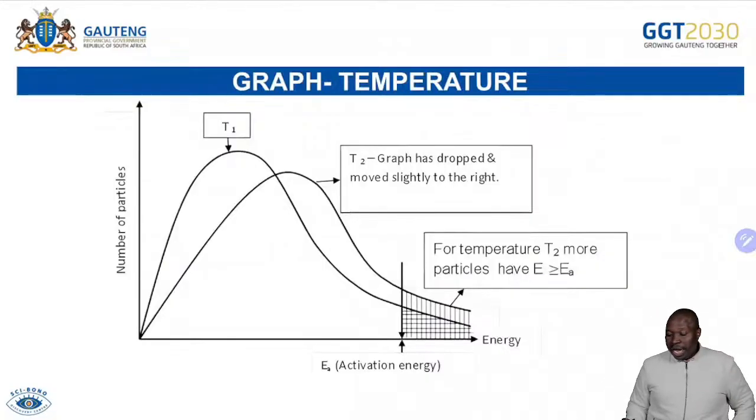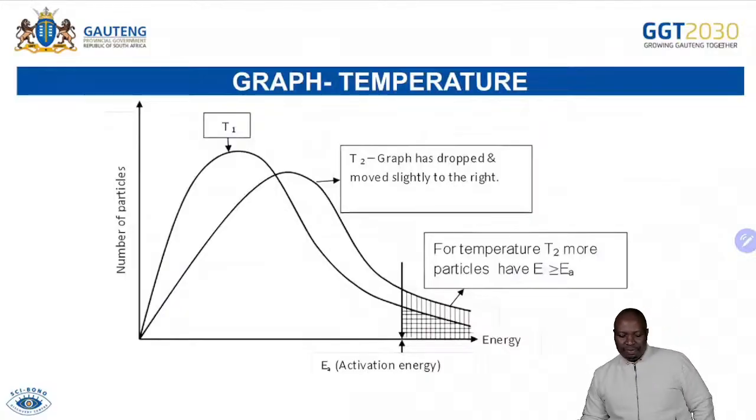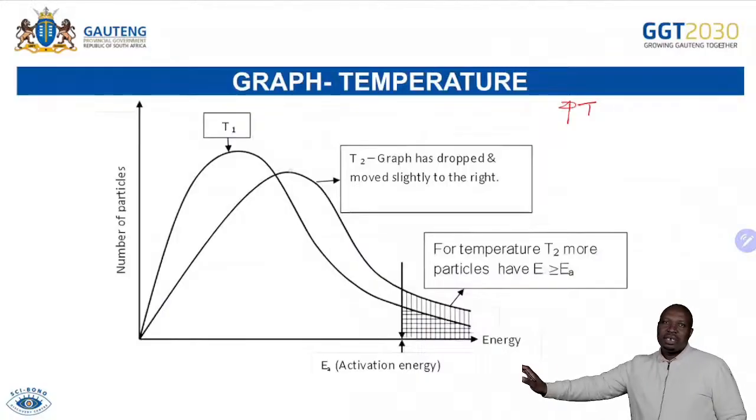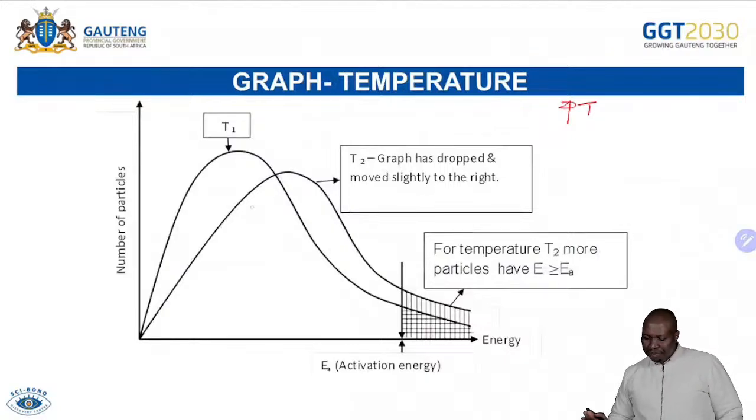Now, we look at the Maxwell-Boltzmann distribution curves. It is very important that you understand all of them. Now, know that for temperature, when we increase temperature, you see what happens to the graph. The graph shifts to the right and touches the original graph. So it shifts to the right, T2. Hence, we're saying the graph has dropped. It shifts and touches the other graph. That is the graph of temperature.